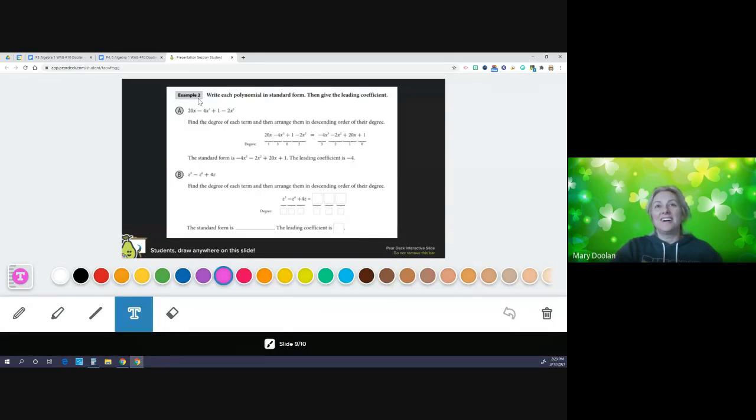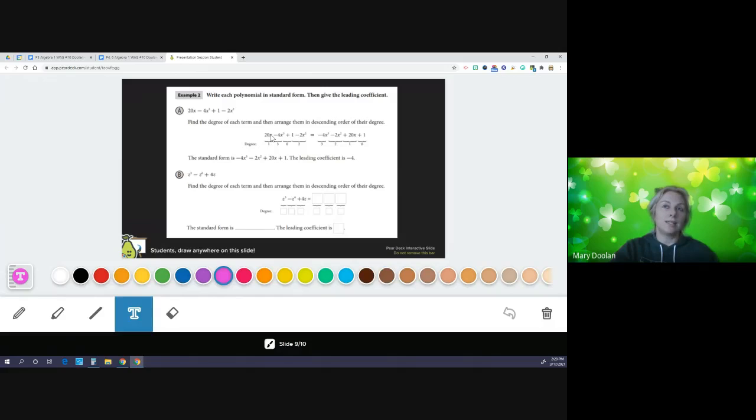All right. Write each polynomial in standard form. Then give the leading coefficient. So for A, we have 20x minus 4x cubed plus 1 minus 2x squared. All right. So find the degree of each term. So that's what they did here. So they have it written out, and then underneath, they're saying what the degree of the term is.